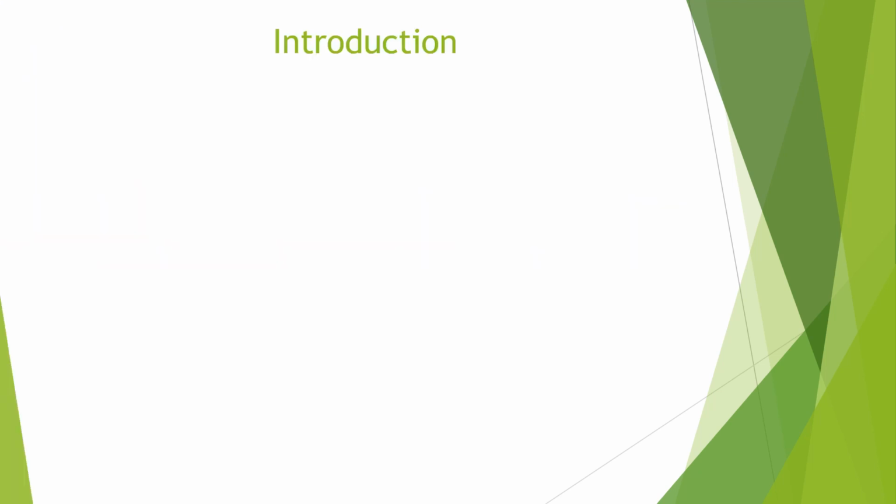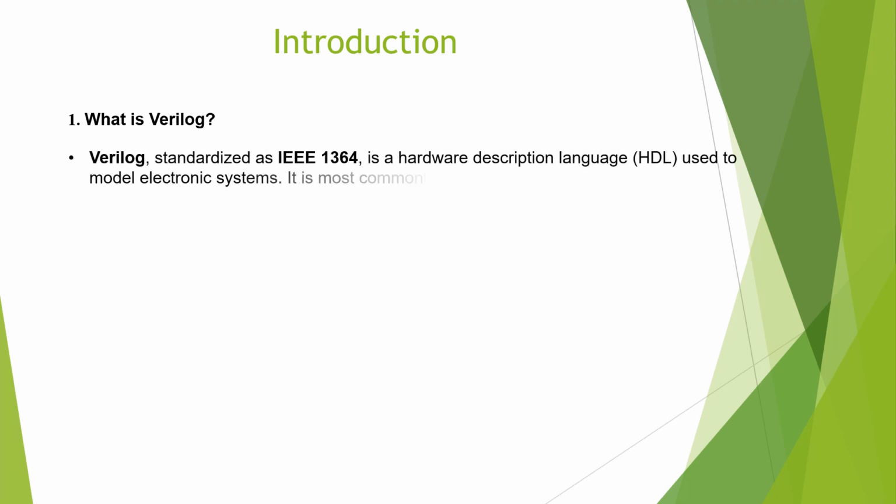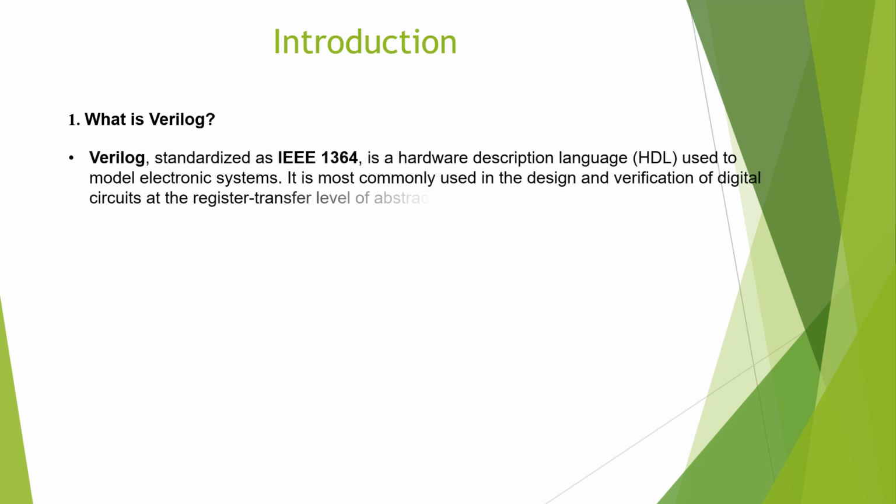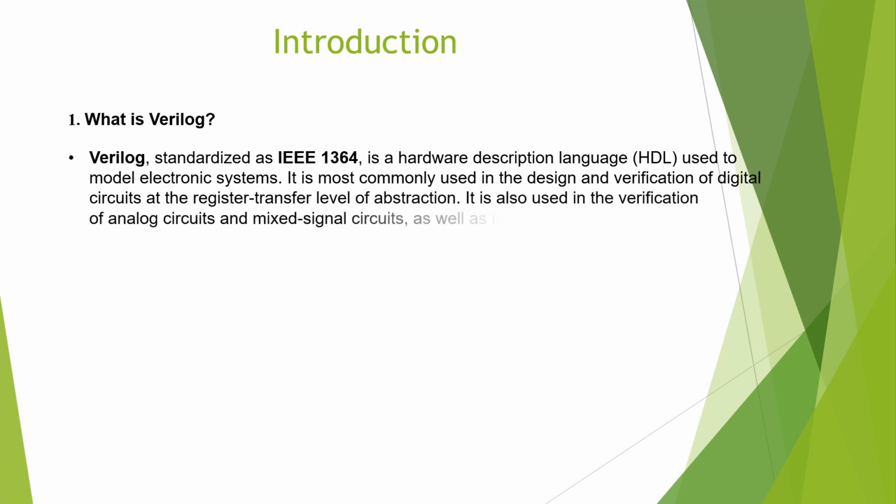With the introduction, what is Verilog? Verilog, standardized as IEEE 1364, is a hardware description language used to model electronic systems. It is most commonly used in the design and verification of digital circuits at the register transfer level of abstraction. It is also used in the verification of analog circuits and mixed signal circuits, as well as in the design of generic circuits. Next question.